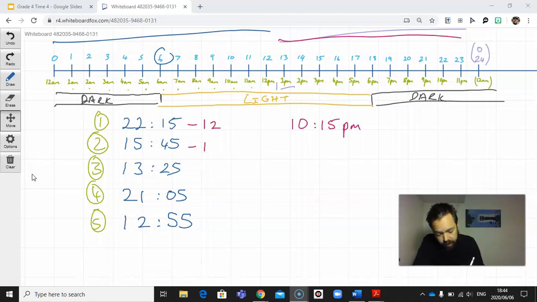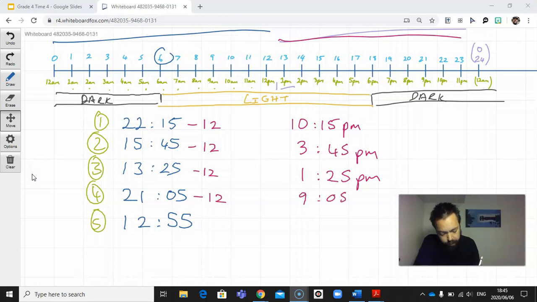15 is after 12, so we're going to minus the 12. 15 minus 12 is 3, so 3:45 p.m. This one is also past the middle, so we're going to minus the first half of the day. We end up with 1:25 p.m. This one, again, it's past the middle. We're going to minus 12, so this one is going to be 9:05 p.m.